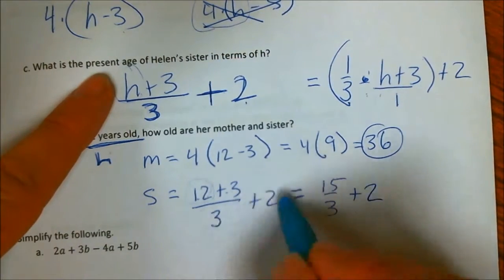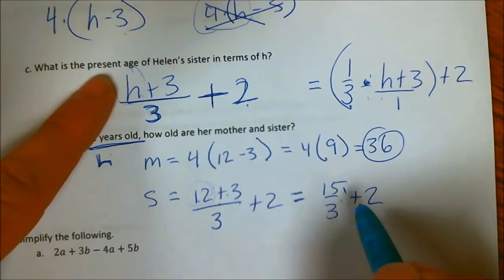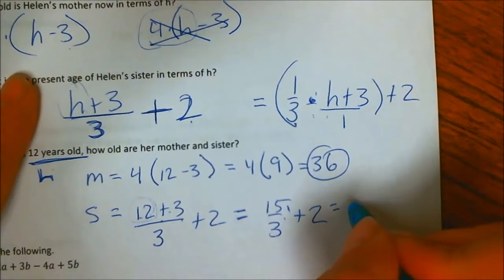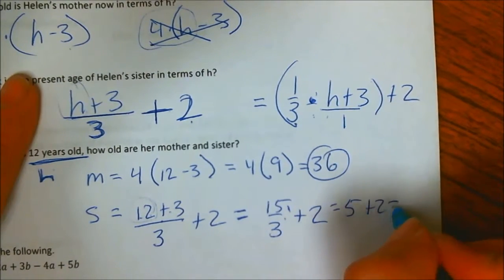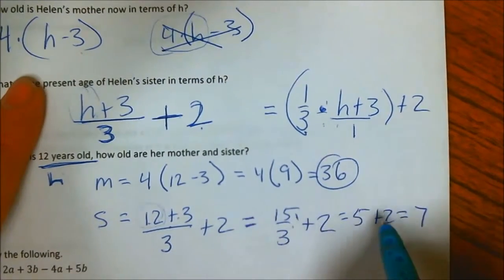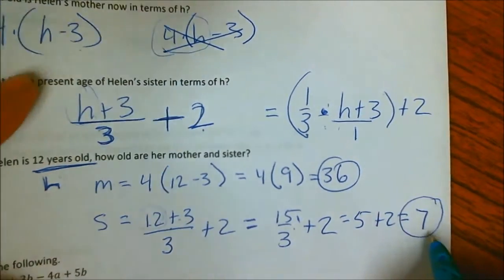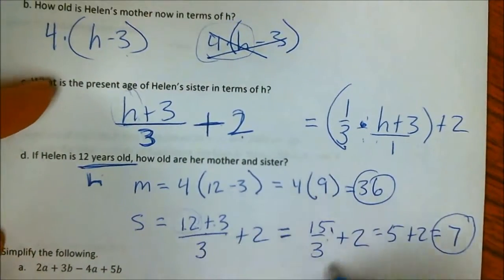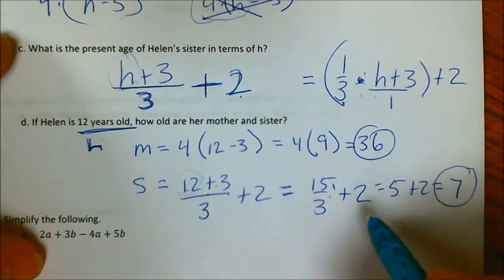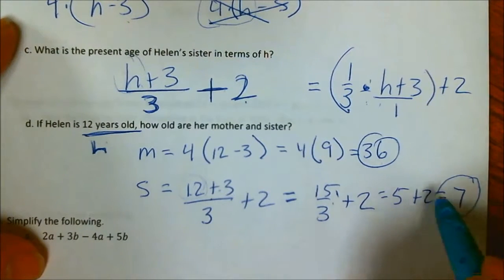Notice I'm not doing this in my head. I take a step, write it down so that I don't have to do 4 things at a time in my head. 15 divided by 3 is 5 plus 2 is 7. I write an entire sentence with pieces that are filled in until I just pop that answer out. Okay, I didn't need to carry all this in my head. I just wrote it down one step at a time. So Helen's mother's 36, Helen is 12, and Helen's sister is 7.